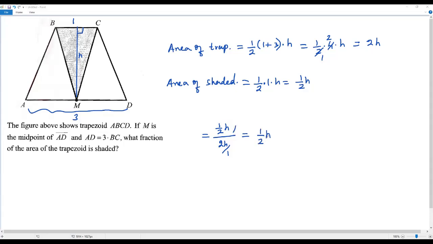Now let me change this division into a multiplication and take the reciprocal of this fraction. Then 2h over 1 will become 1 over 2h. This h will cancel out. Then I'm getting 1 times 1 is 1 and 2 times 2 is 4. So that is 1/4. The area of the shaded region is 1/4 of the area of the trapezoid. So the answer for this question is the fraction 1/4.